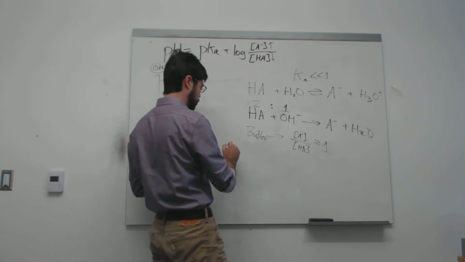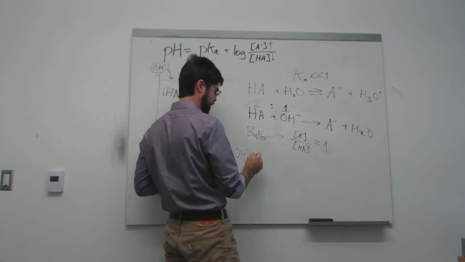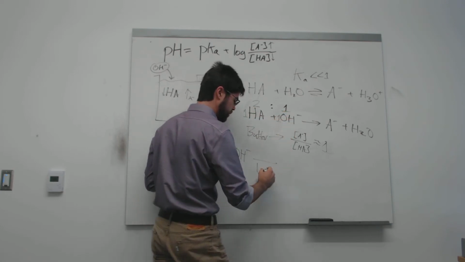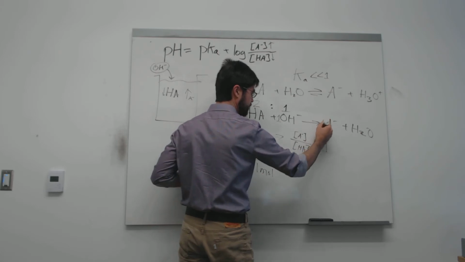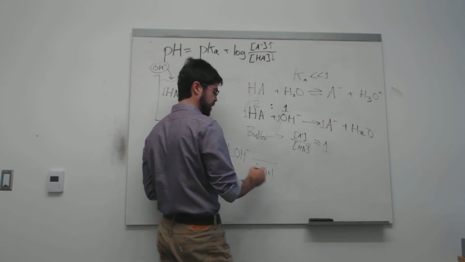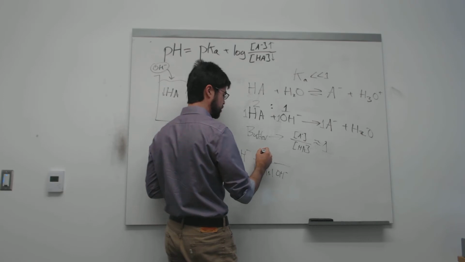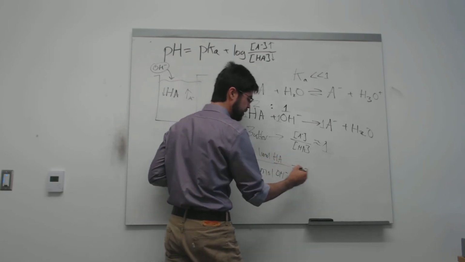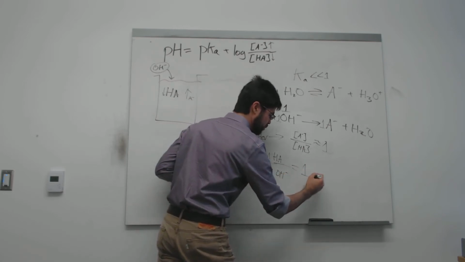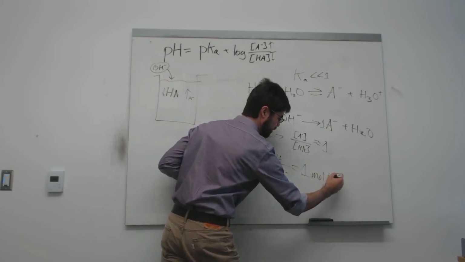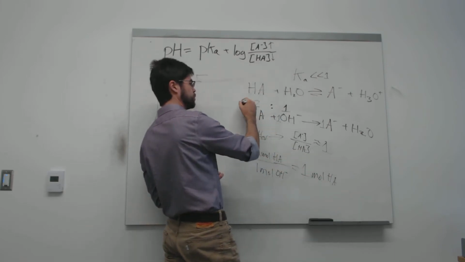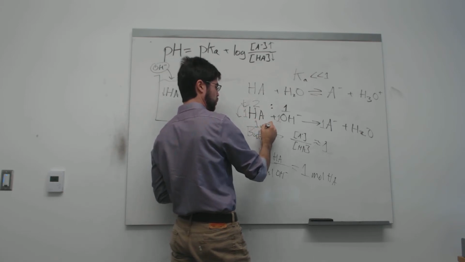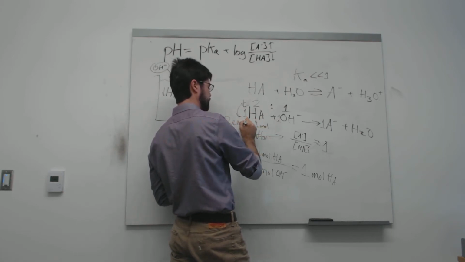Okay, if I'm using 1 mole of hydroxide ion, I know that there is a mole ratio of 1 to 1. 1 mole of hydroxide reacts with 1 mole of HA, so I will react away 1 mole of HA, so this one will drop to 1 mole remaining.